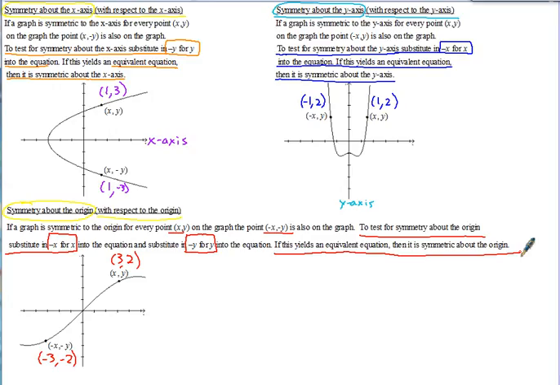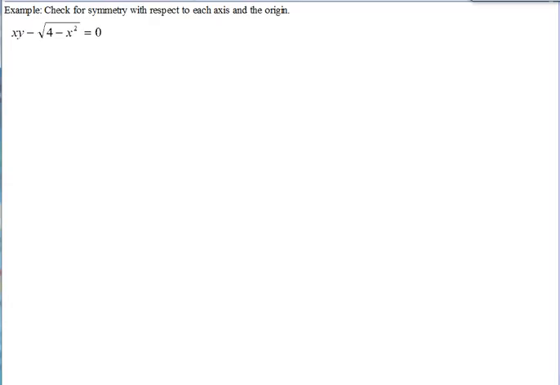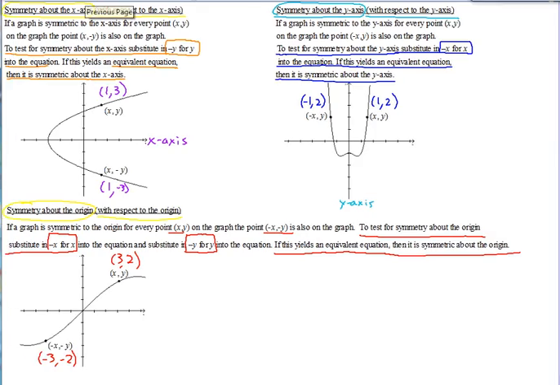All right, now let's take a look at an example of how we do this. It says check for symmetry with respect to each axis and the origin. So let's just go in the same order we looked at it. Let's test for the x-axis first. For the x-axis test, wherever there's a y, you replace it with -y and see if it stays the same.